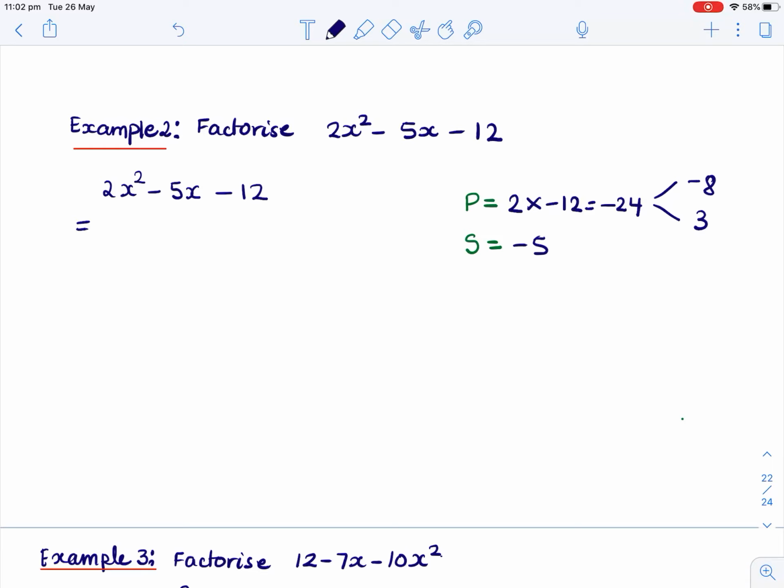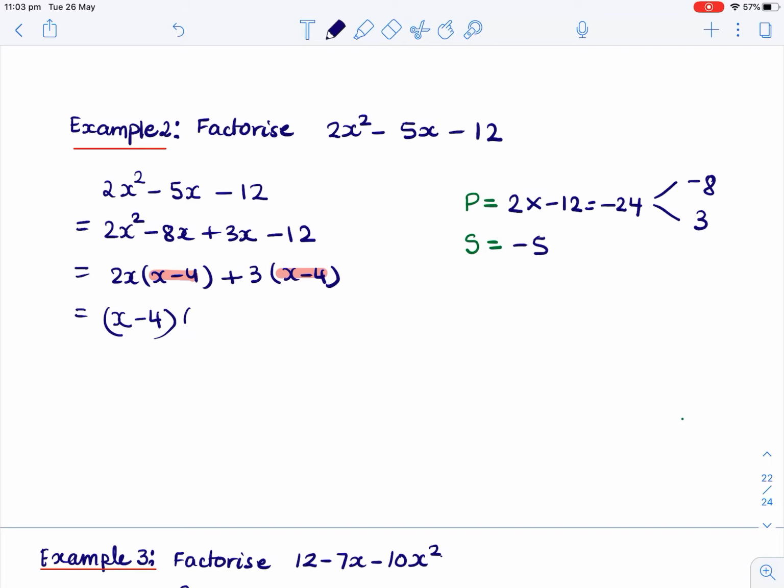So split the middle term as negative 8x plus 3x minus 12. Take common from the first two terms, which is 2x. That gives you x minus 4. Take common from the last two terms, 3. That also gives you x minus 4. So you need to make sure you have the same expression. So now the common factor is x minus 4, and we are left with 2x plus 3.